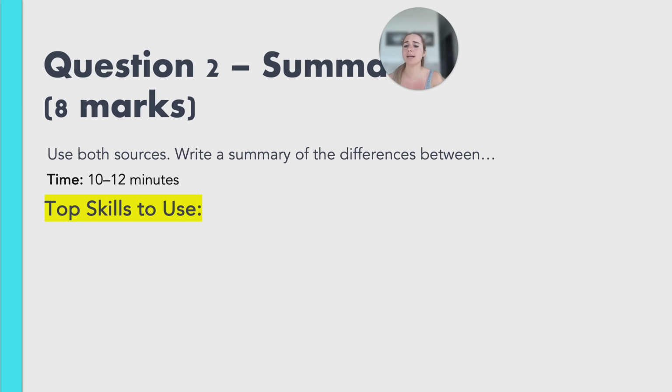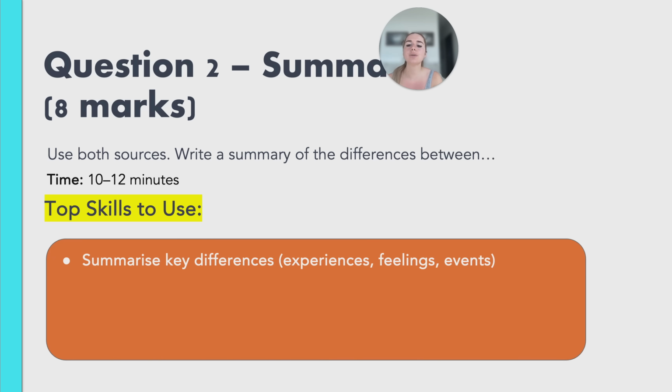So it's 10 to 12 minutes, and the top skill to use is to summarize key differences. That might be experiences, feelings, events. You're summarizing for this. You're not giving me full detailed analysis, which is quite contradictory to what we're used to. I don't need a full analytical breakdown. You're just summarizing it, giving me what it suggests.